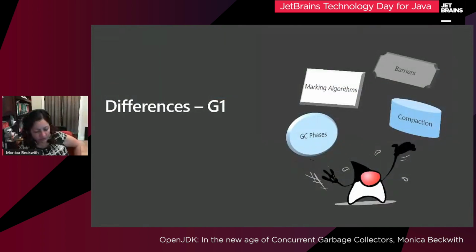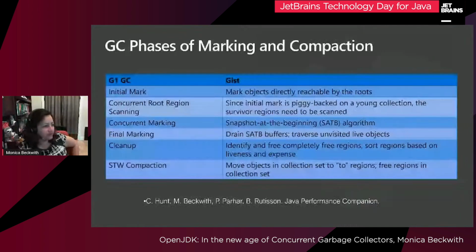So in the next section, I want to highlight differences, but I want to talk about those in terms of GC phases, the marking algorithm itself, any barriers that may be different, and the compaction, which is stop the world versus concurrent. So G1 GC first, these are the stages that you can see here. You have the initial mark, the root region scanning, the marking, the final mark, which is also known as remark, and then there's a cleanup, which can be concurrent as well.